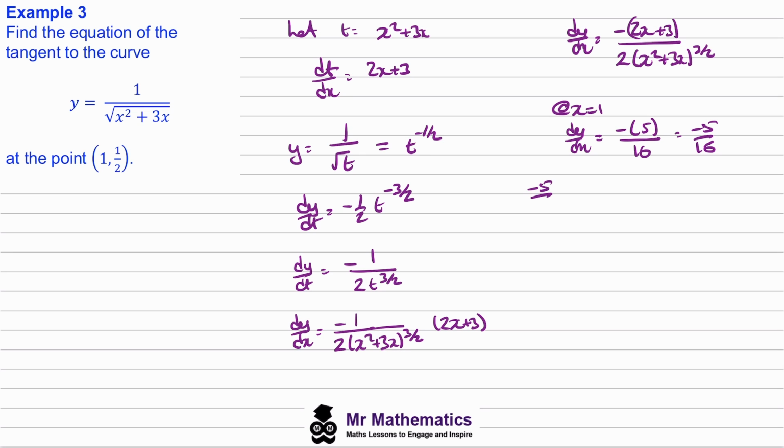So using the equation of a straight line, we'll have m multiplied by x minus 1 will equal y minus 1/2. We'll expand that with negative 5 and we'll move the 16 over to the right hand side. So negative 5x plus the 5 will be 16y minus 8. We'll move a negative 8 to the left hand side and we'll divide both sides by the 16. So this will give us the equation of a tangent to a curve when x equals 1.